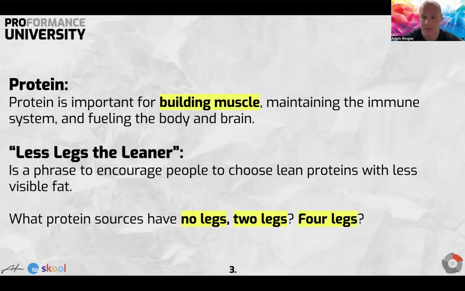Now, what has two legs? I already kind of maybe gave away the answer. Poultry, right? Turkey, chicken. That is traditionally a really lean version of protein. Now, what has four legs? That would be your red meat, your beef, your pork. I oftentimes have athletes from rural parts of the country who say, Adam, coach, what about venison and deer? Okay, deer is a very lean meat, but for most cases: no legs, fish and eggs; two legs, poultry; four legs, beef and pork. That is the continuum from lean to a little fattier sources.